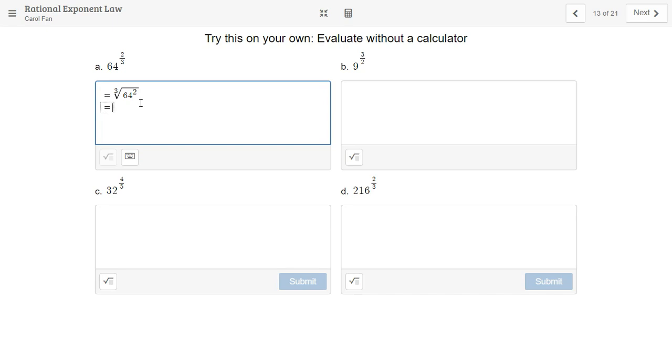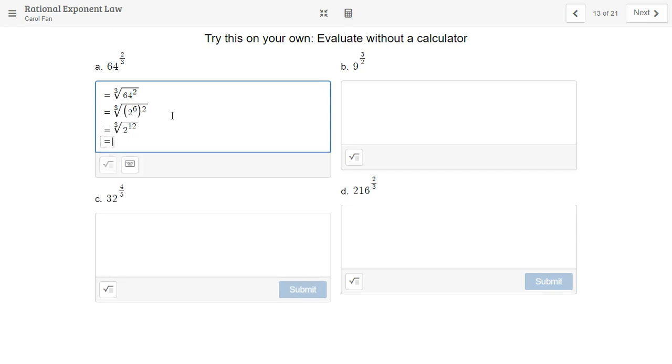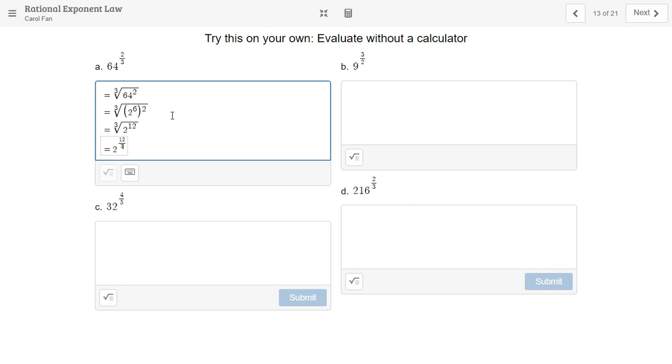Okay, so this one, our third root of 2 to the power of 6, all raised to the power of 2. Okay, we're going to simplify again. So third root, 2 to the power of 12. And then as a power form, we have 2 to the power of 12 over 3, and it simplifies to 2 to the power of 4.